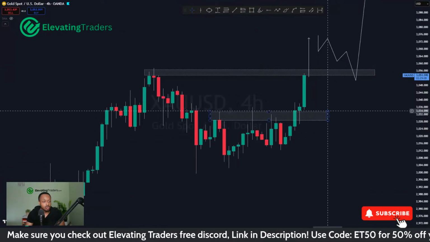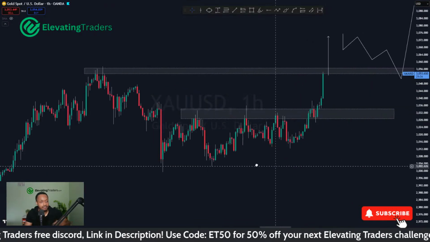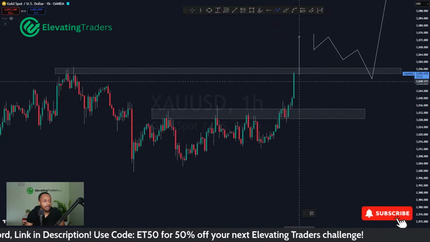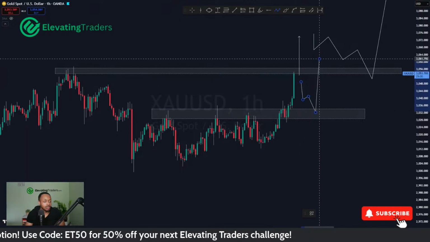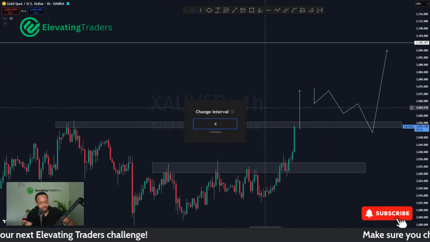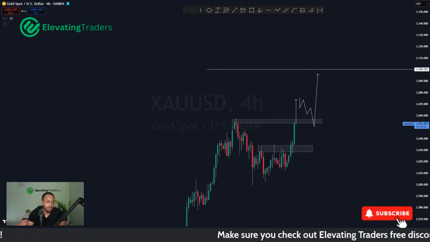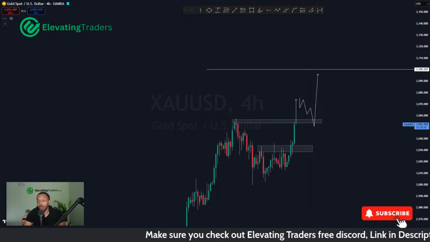I still think this will be a nice level to buy gold as well if we were to pull back into that area. Not looking likely, but if we do, I think that's a solid place for a buy as well. And next big target, as I referenced, 3,100. That will be the next big psychological target for gold.